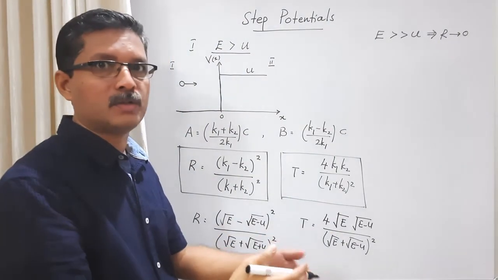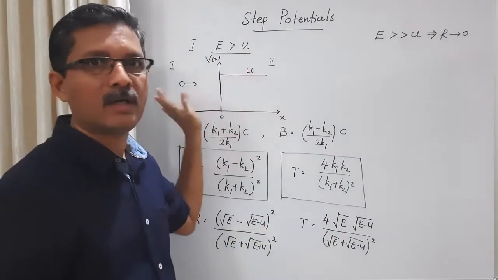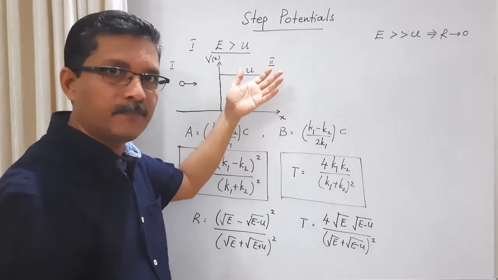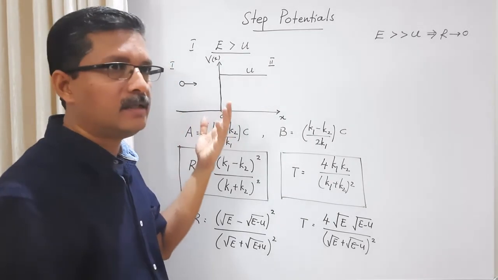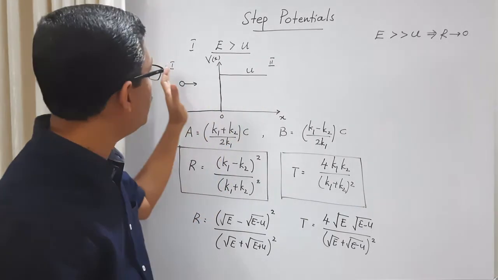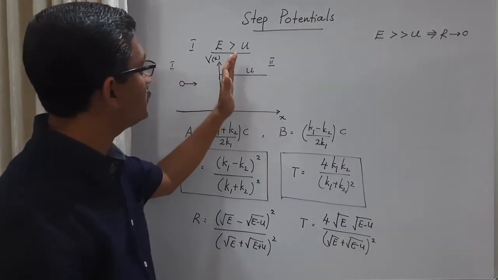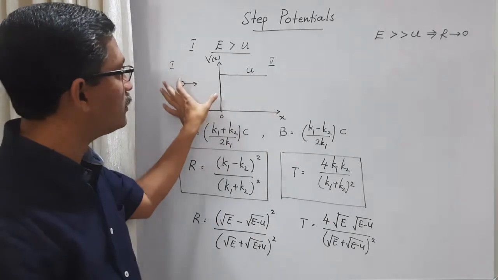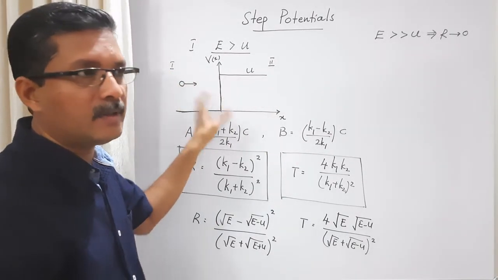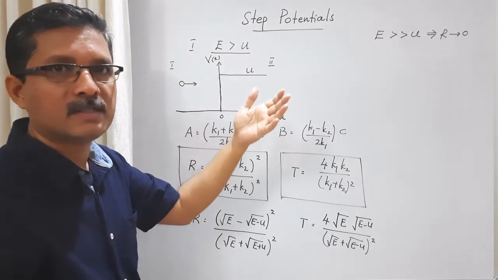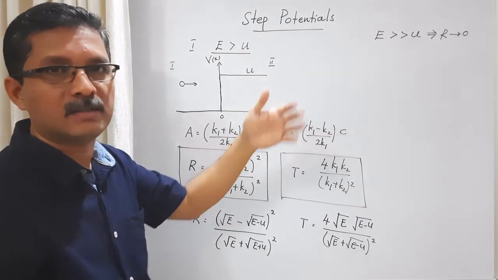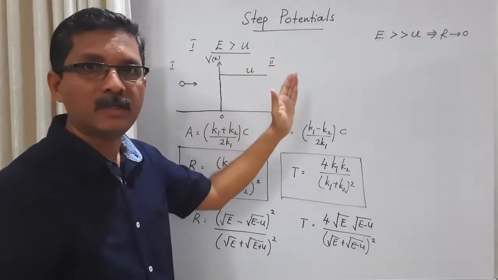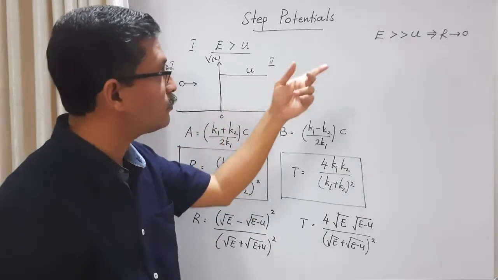The transmission probability should tend to 1. That means all the particles, all the 100 particles per second, should pass through to region 2 as energy increases. Classically we can expect that. Classically, if energy is greater than the potential barrier height, then all the particles will get transmitted. It's a quantum behavior that there is partial reflection. But if energy is very high, we can go to the classical region, an approximately classical situation, where most of the particles will be transmitted. So transmission probability should tend to 1 if reflection probability tends to 0.